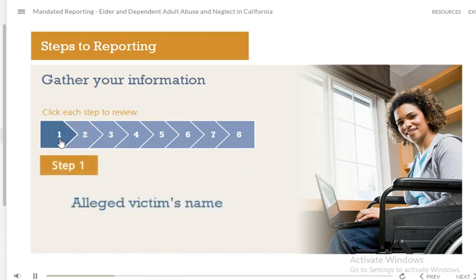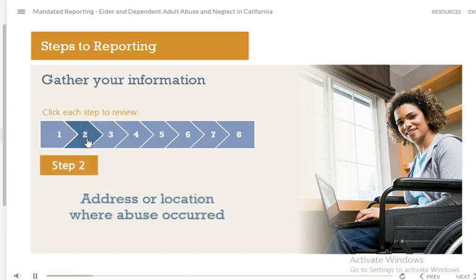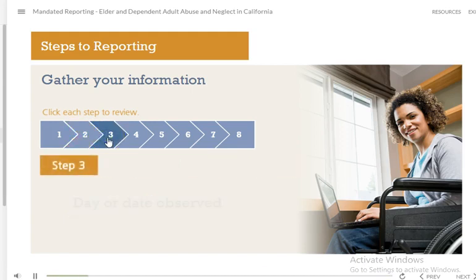Step 1. Include the name of the person you are making the report about, even if all you have is the first name, last name, or nickname. Step 2. Include where you saw the abuse or where it was reported to have taken place. In addition, document the address where the alleged victim can be located if known. Step 3. Include the date you observed the abuse or it was alleged to have taken place.